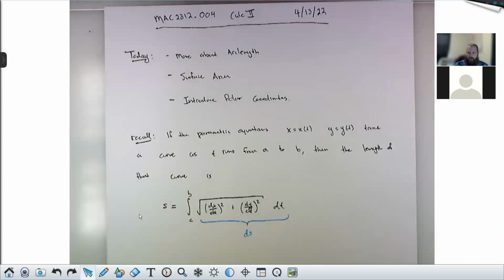I don't know why s is the symbol that's used. L in English might make more sense for us, but historically, everywhere in this little field of mathematics called differential geometry, we've always used s for arc length.